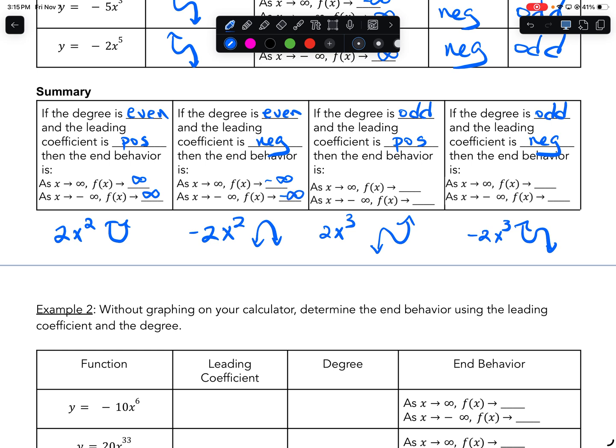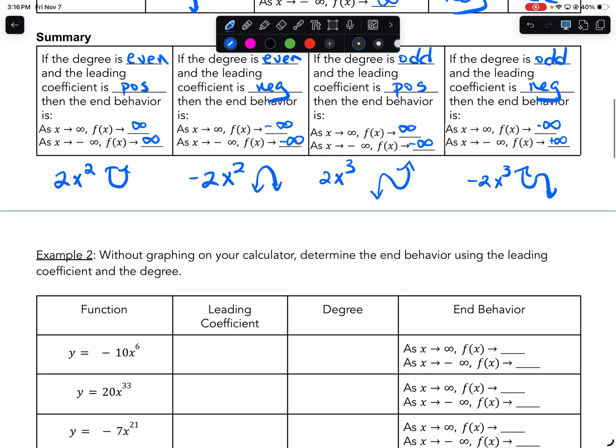We're just giving you like 3-4 different ways to do all this, right? It's all the same stuff. So odd positive as x goes positive, y goes positive. And as x goes negative, y goes negative. And it's opposite on this one. Negative infinity for the y, and then positive infinity for the y. Like that.